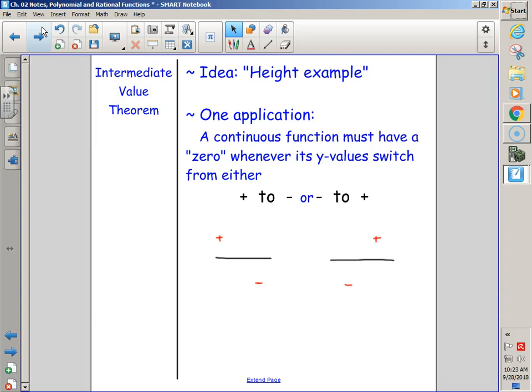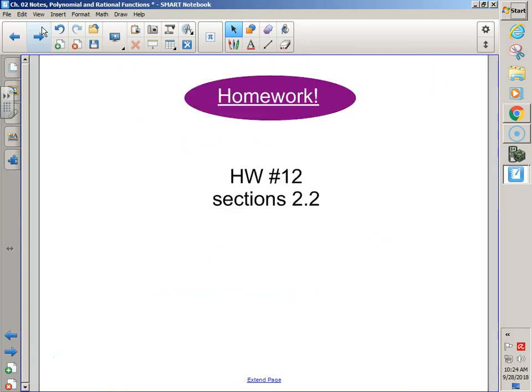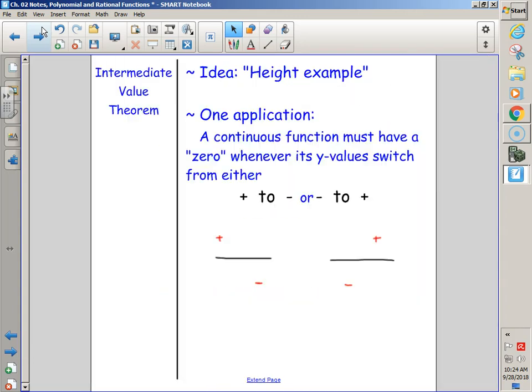Don't get lost, though. Okay, this is still section 2.2. Remember, we didn't get to finish notes yesterday. We're finishing 2.2. You guys can finish up that last homework problem, and then we're starting 2.3. So here we go. Intermediate value theorem.